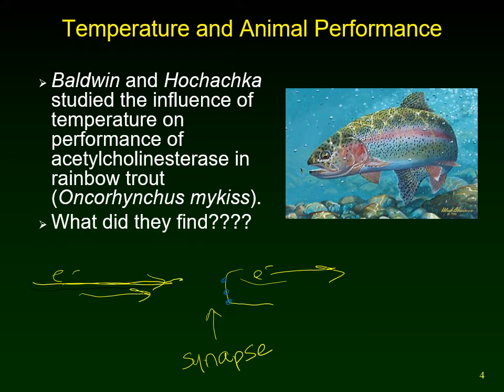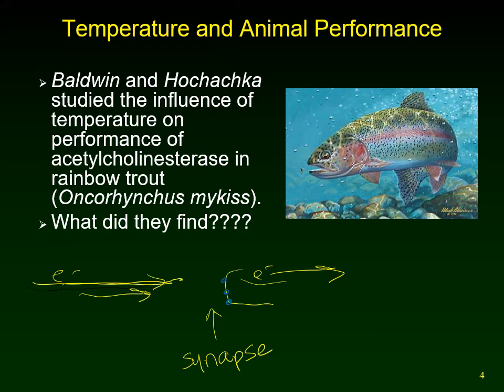The researchers found that the rainbow trout produced two forms of acetylcholinesterase. One form has the highest affinity for acetylcholine at 2 degrees Celsius, which is the winter temperature of the water. However, the affinity of this enzyme for acetylcholine declines rapidly as the water warms up over the summertime.